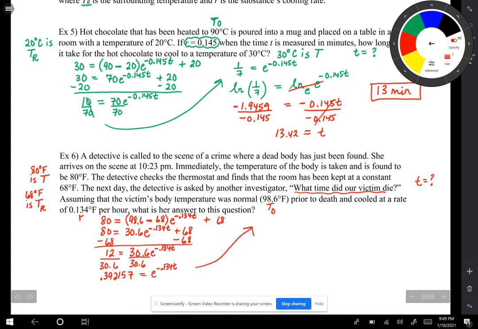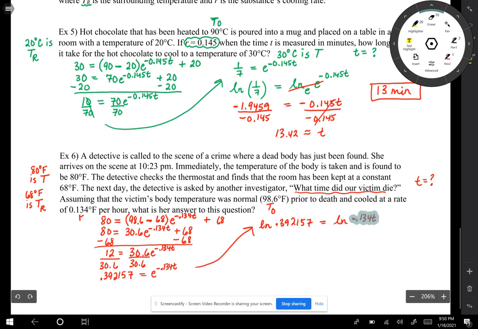So now I want to take the natural log of both sides. So natural log of 0.392157 equals natural log of, oops, forgot the e. Okay, this is not good. So I'm going to erase that part and write it a little bit nicer. So natural log of e to the negative 0.134t. Remember, that's just a base of e, so the e's cancel.